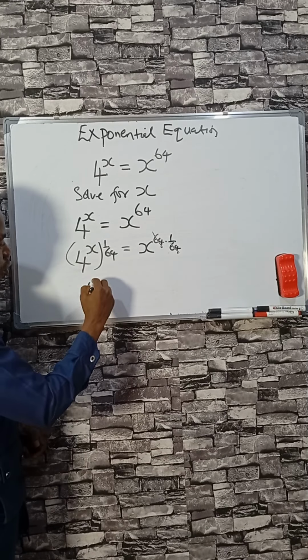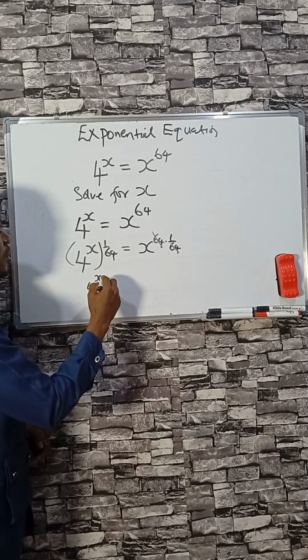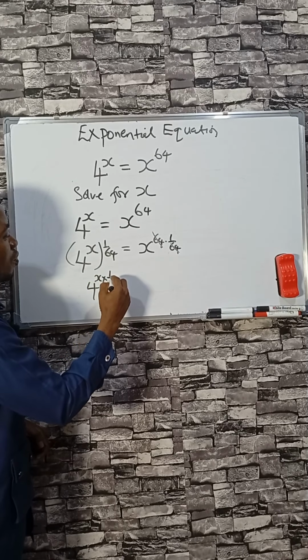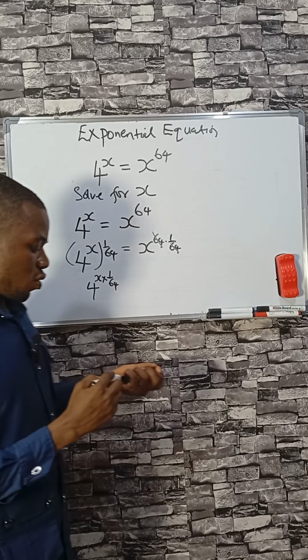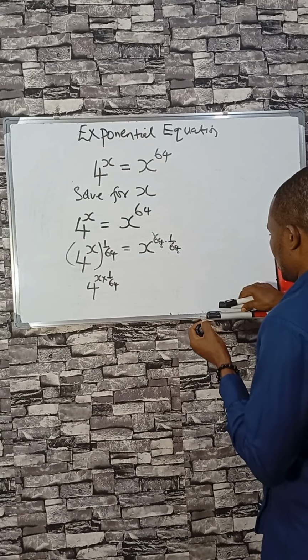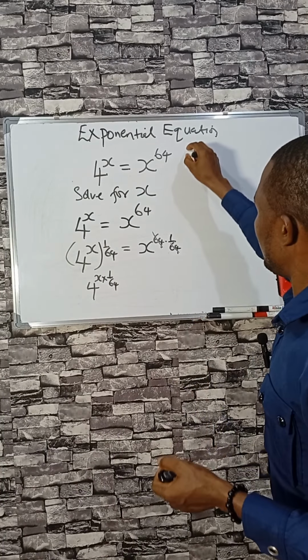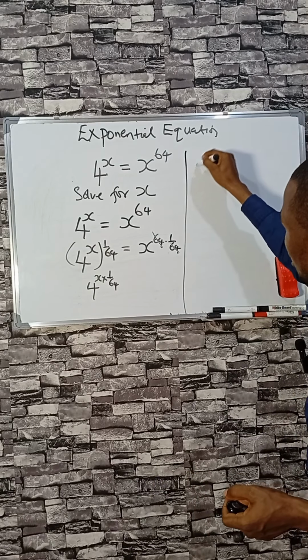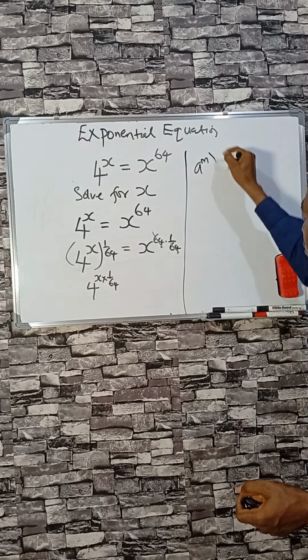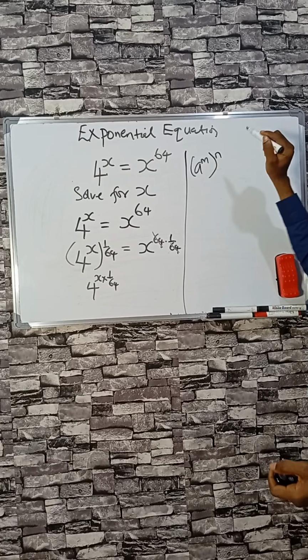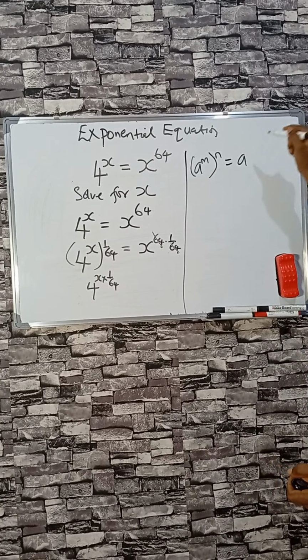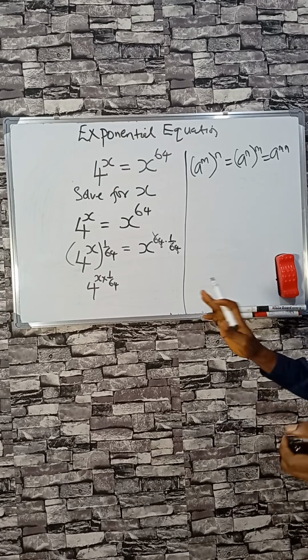So we will be left with 4 raised to the power x times 1 over 64. Of course, it's important to know that if you have a raised to the power m raised to the power of n, you can have it as a, this one going inside, then raised to the power of m. And this is also permitted, that you can have it as a raised to the power mn. So if we understand to this level, then we are good to go.